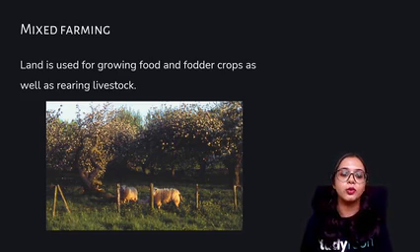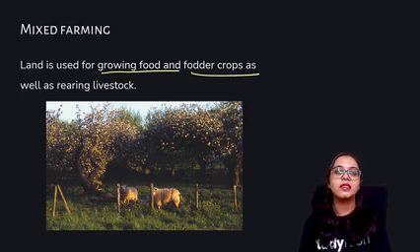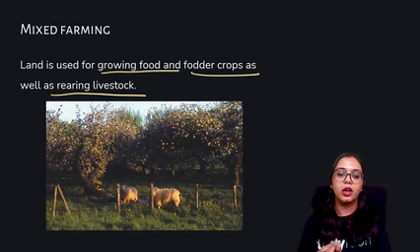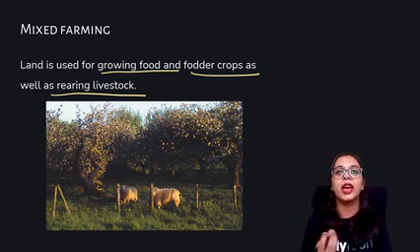So the land is used for growing food as well as fodder crops as well as rearing livestock. In order to ensure that your livestock is healthy, so that they can give you enough, say, eggs, or enough meat, or enough wool in the case of sheep, you have to ensure that your livestock are also eating enough food, and also hygienic food.